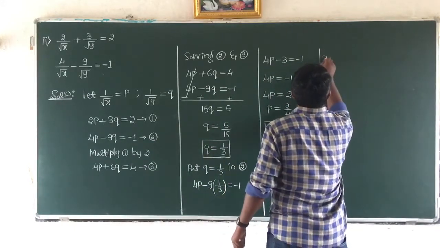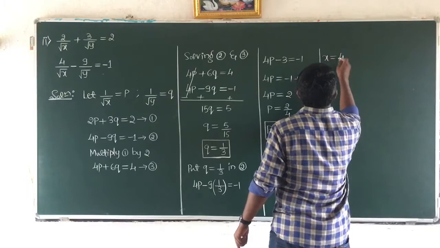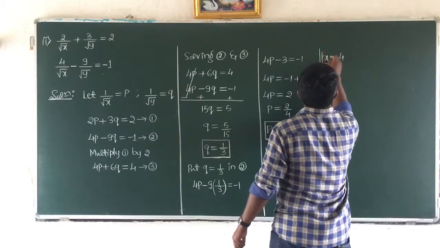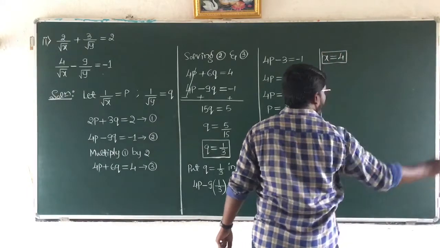So x which is equal to 4, we have got the value of x. Now we have to get the value of y.